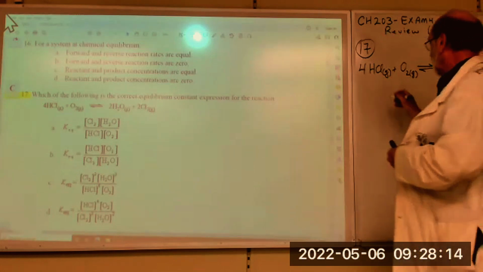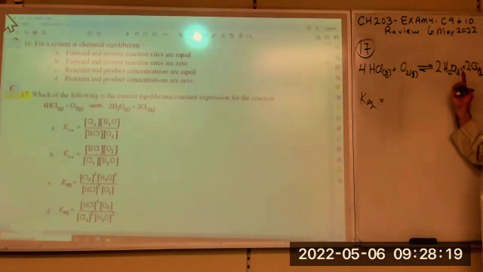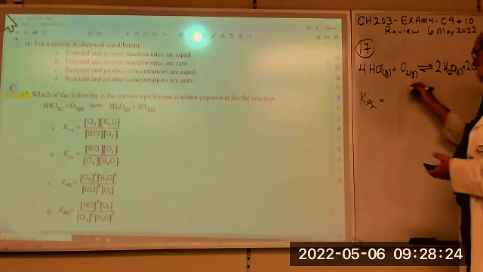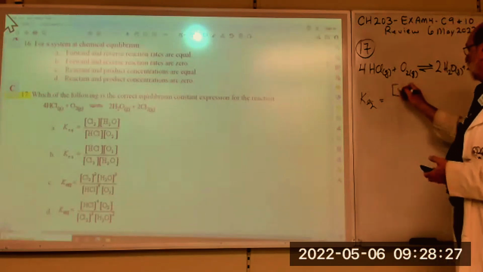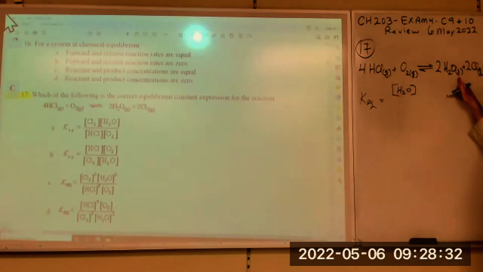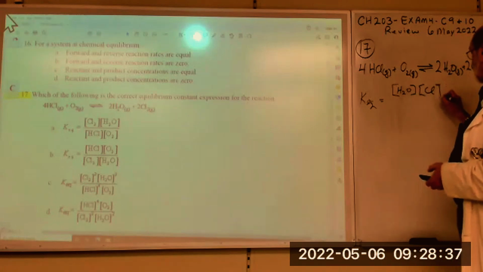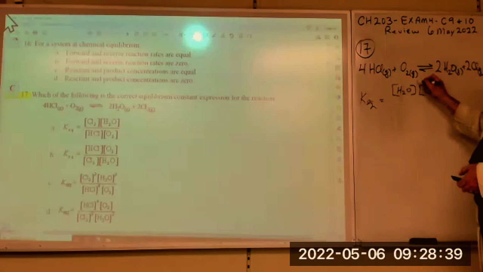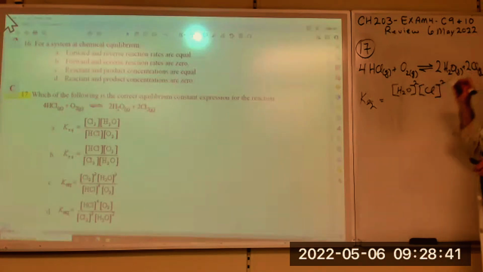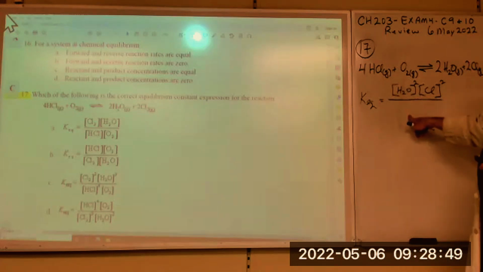Okay, so normally what you would write here is what? Product of the products' concentrations. So we use a square bracket for that, remember? Water's a gas, so we keep it. Chlorine is a gas, so we keep that one. But we need the coefficients as powers. Now the reactants go in the denominator.